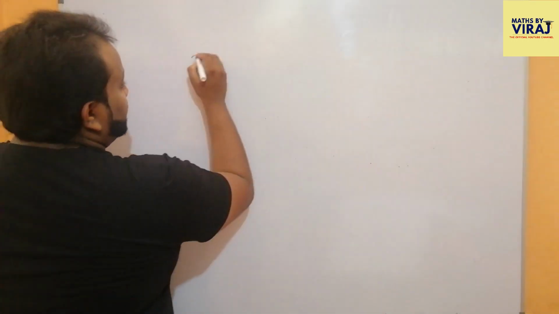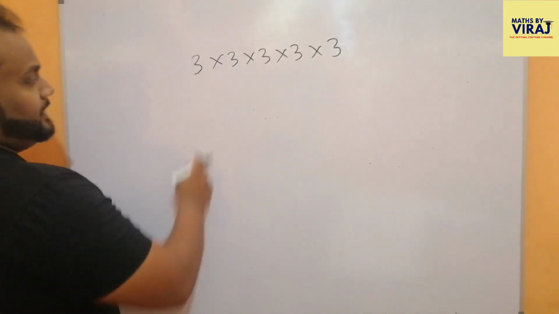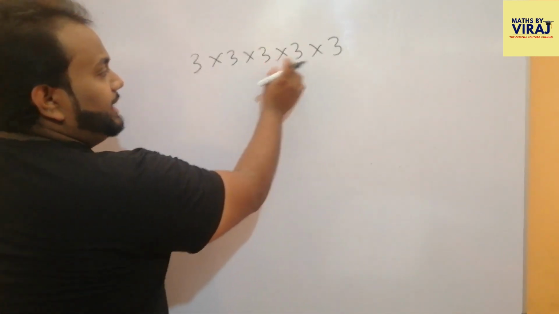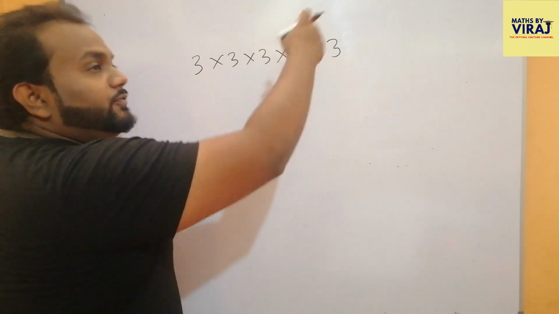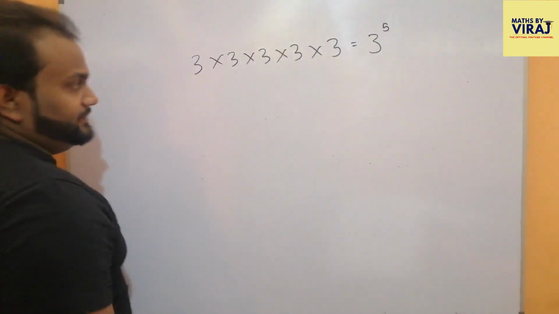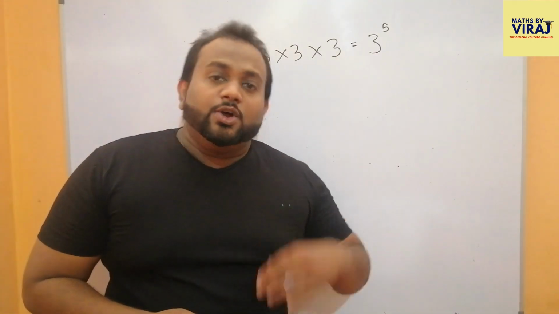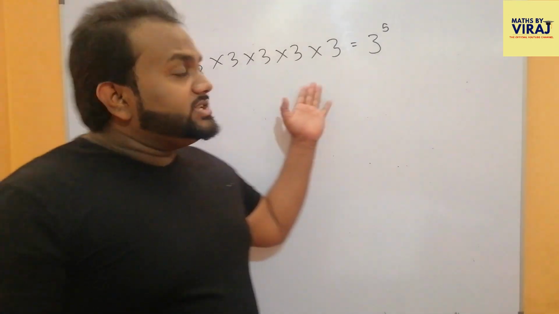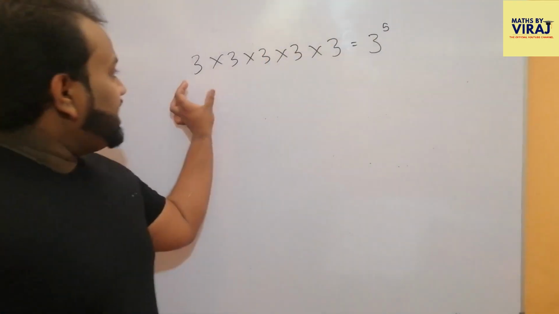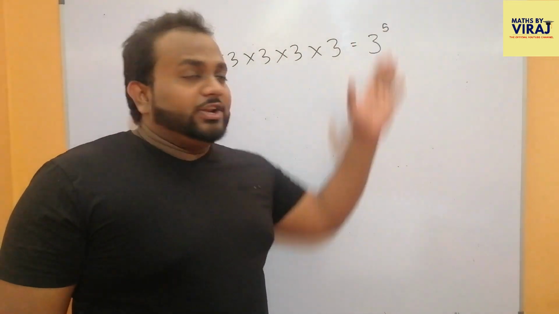Similarly, what if 3 was to be multiplied repeatedly by itself 5 times? 1, 2, 3, 4, 5. Now you will see that the same number is multiplied by itself 5 times. Now we can easily write this as 3 to the power 5. Very easy. So this is why we use index numbers or indices. Rather than writing a whole set of numbers, where rather than writing 3 into 3 into 3 into 3 into 3, 5 times, we can easily write it as 3 to the power 5.